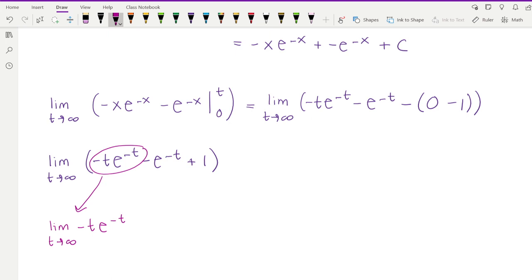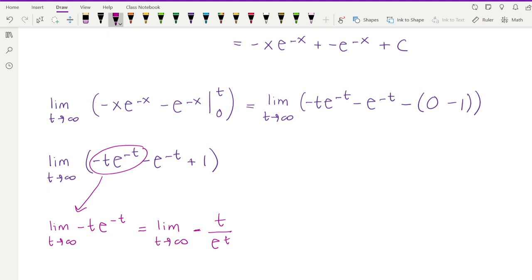So we can rewrite this, instead of negative t e to the negative t, as the limit as t approaches infinity of negative t over e to the t. Right, that's what the negative exponent means. So if you were to try to take the limit of the numerator and the denominator separately, they would both be infinity, right? I mean, we have a negative sign out front, but forgetting about the negative sign for a second, the numerator goes to infinity. The limit as t approaches infinity of t is infinity, and then the denominator also goes to infinity. When you raise e to a really big number, you get a really big number.